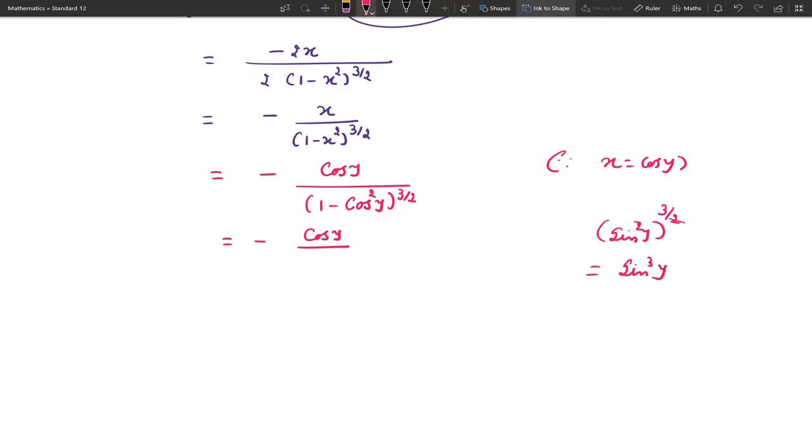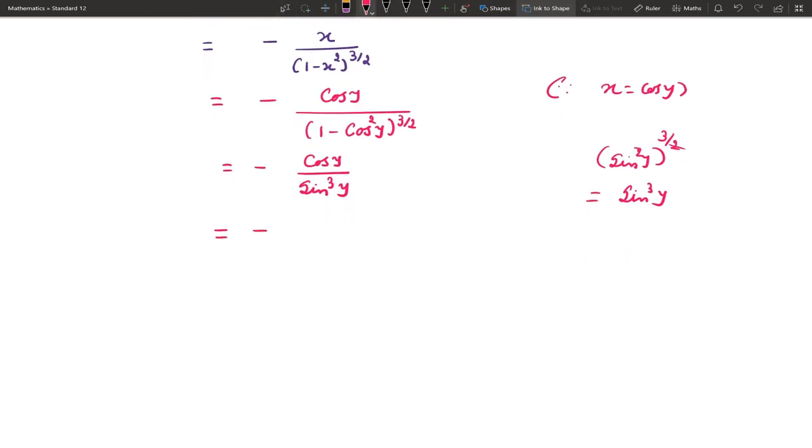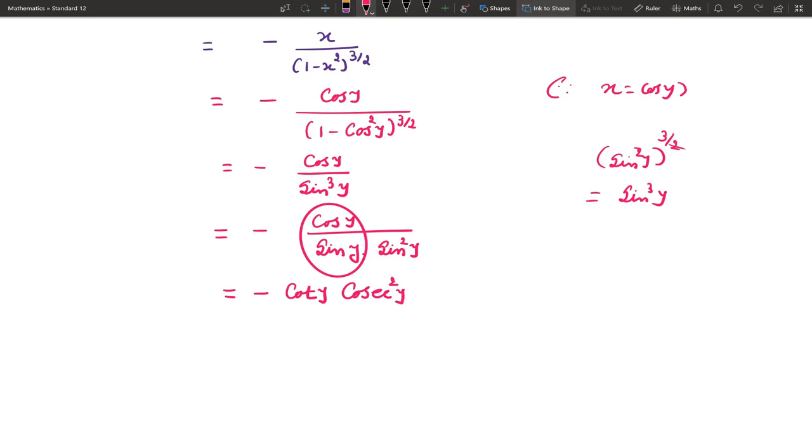the 2 cancels, so it will be sin cube y. So cos y upon sin cube y, and you can write this as cos y upon sin y into sin square y. This is cot y, and 1 upon sin square is cosec square y. So you can observe our answer is only in terms of y alone.